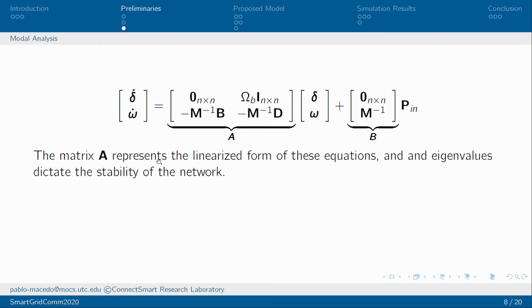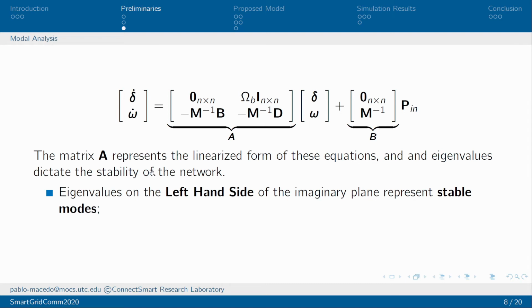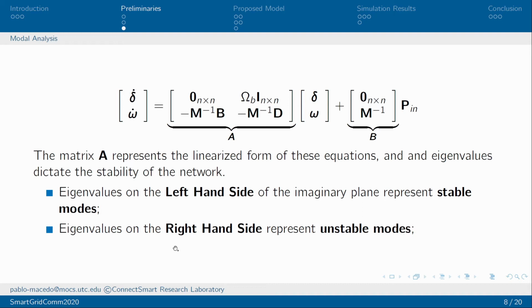And the eigenvalues of this matrix will dictate the stability of the network. If the eigenvalues are on the left-hand side of the imaginary plane, then we have stable modes. Otherwise, if the eigenvalues lie on the right-hand side, then you have unstable modes, which we are trying to eliminate here. It's important to add that the further to the left the eigenvalues are, the faster the oscillatory modes will damp before the system reaches a steady state.